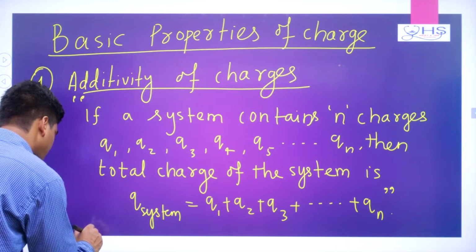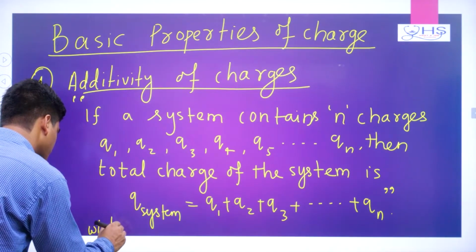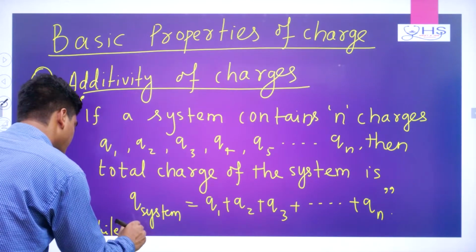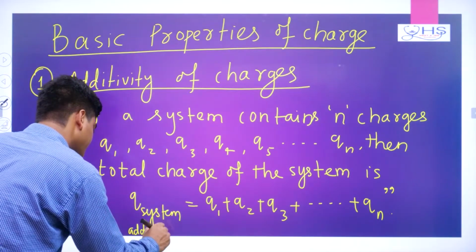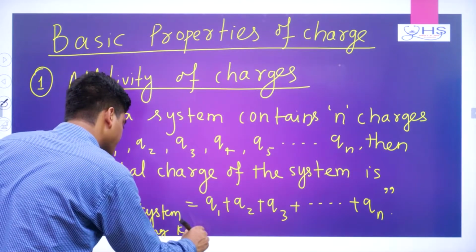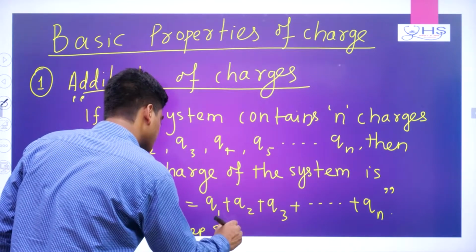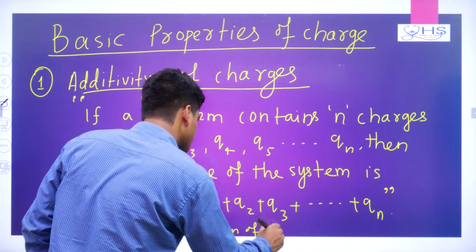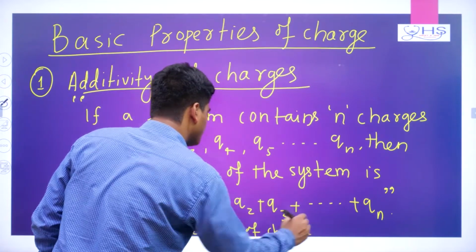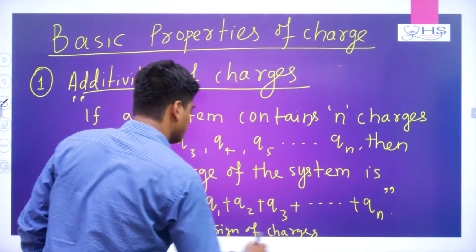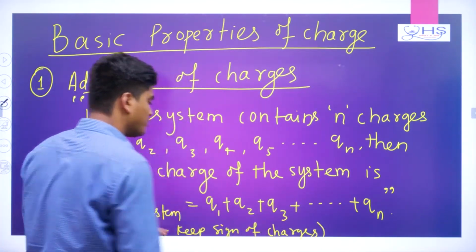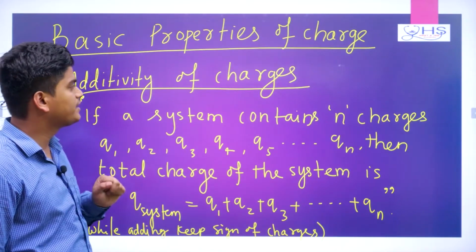So you can write here on a star mark point: while adding, keep the sign of the charge, or use the sign of charge. So sign of charges you should use. Just remember this point. This is basically your additivity of charges.